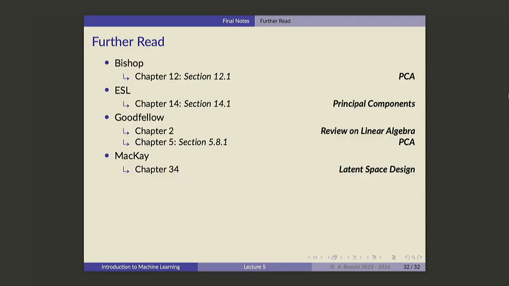That was pretty much it for PCA. We are roughly over with the unsupervised learning part. So next week, I might do a quick recap and give you a few final notes. And then we're going to start with linear regression. Okay? Question?